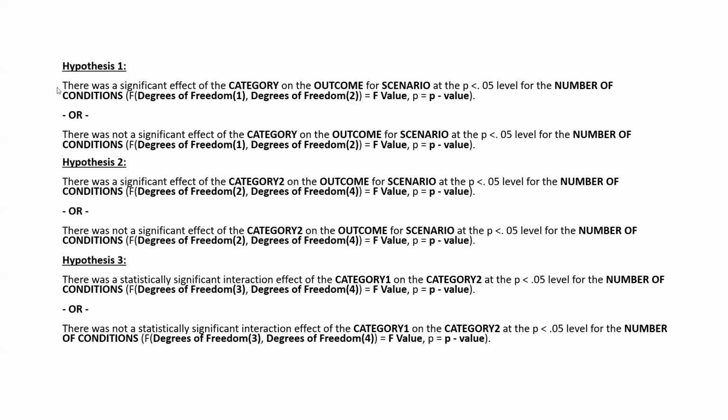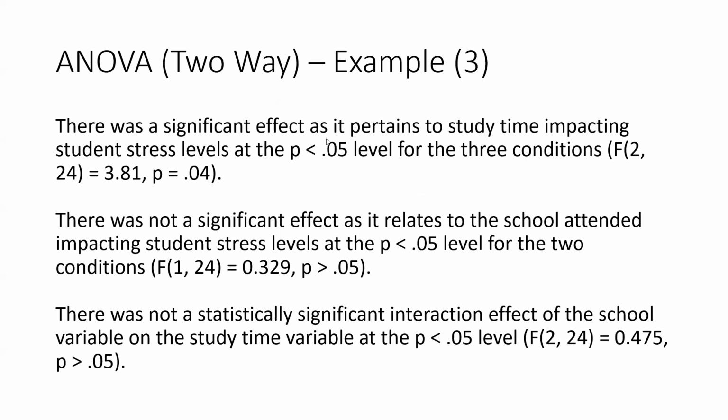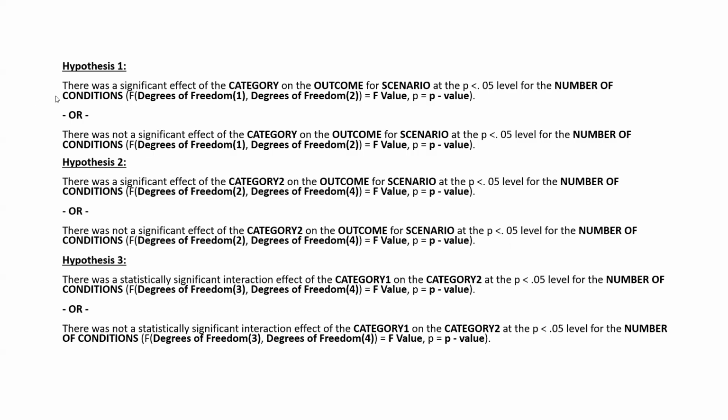And here is the category, the first category, the second category, and the interaction. So our first category was study time, second category was school attended, and then the interaction of the two. Study time, school, interaction of the two. And just formatted it appropriately.